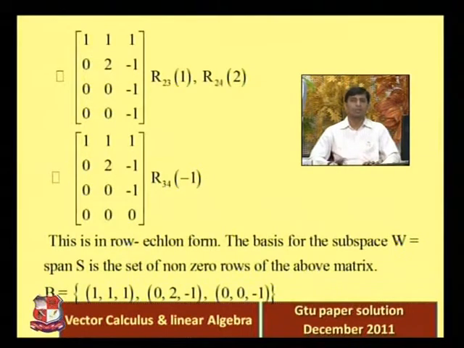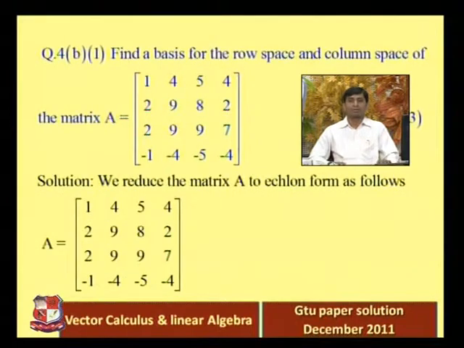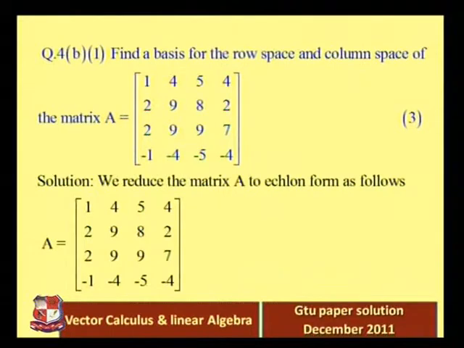So this is in row echelon form, and the basis for the subspace W spanned by S is the set of non-zero rows of the above matrix, that is 1 1 1, 0 2 -1 and 0 0 -1. So question number 4a2 is complete. Next question, question number 4b1.